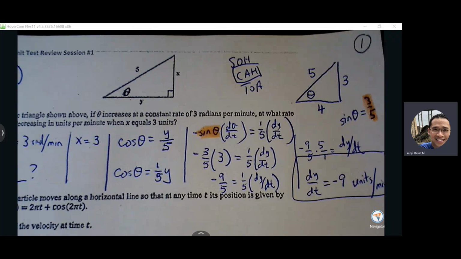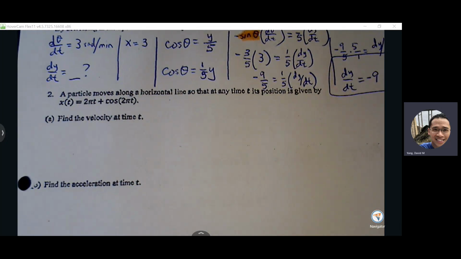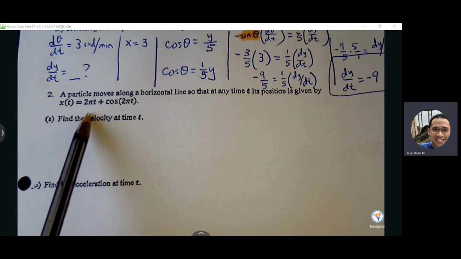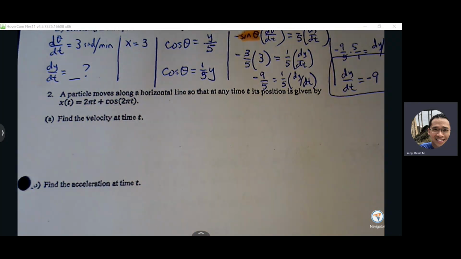Okay, any questions with one? A particle moves along a horizontal line so that at any time t, its position is given by x of t. Find velocity, find acceleration. So we're just going to find the first derivative, the second derivative, and power rule and cosine's derivative should help us get there.